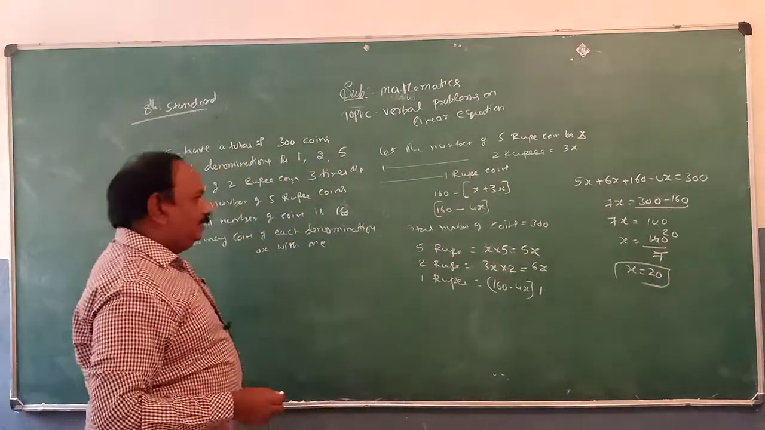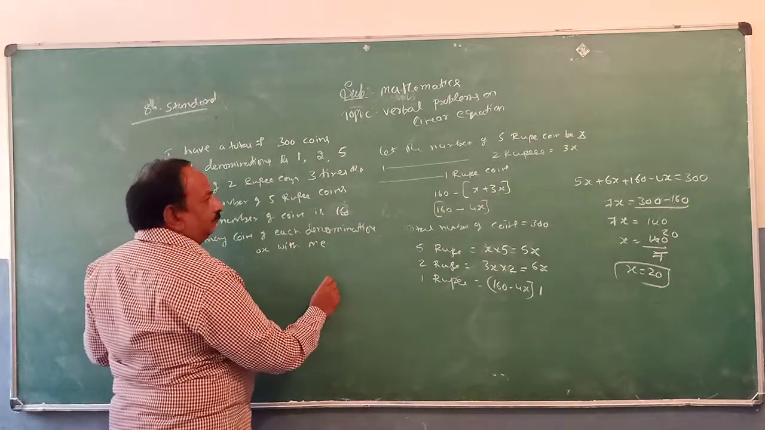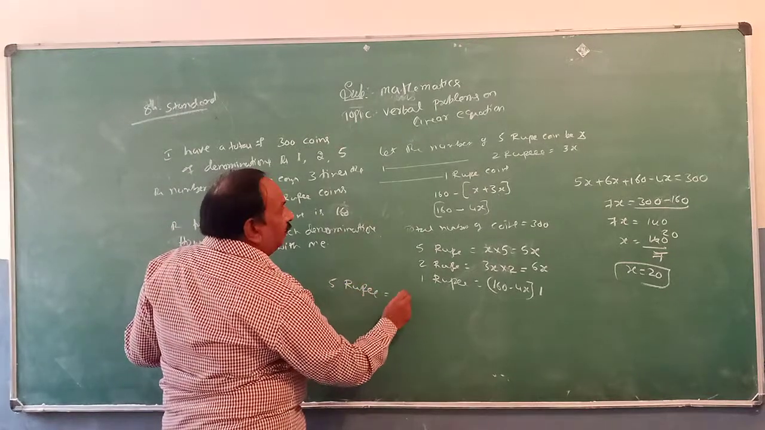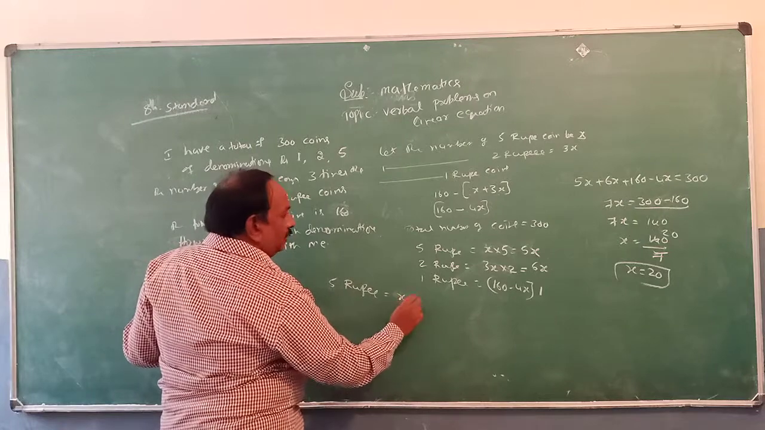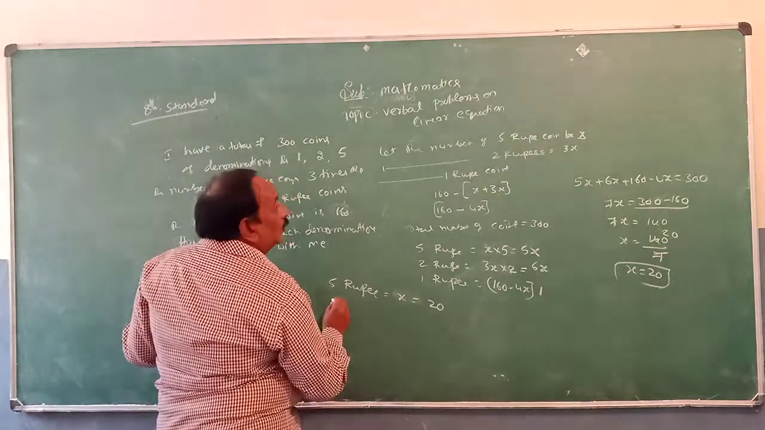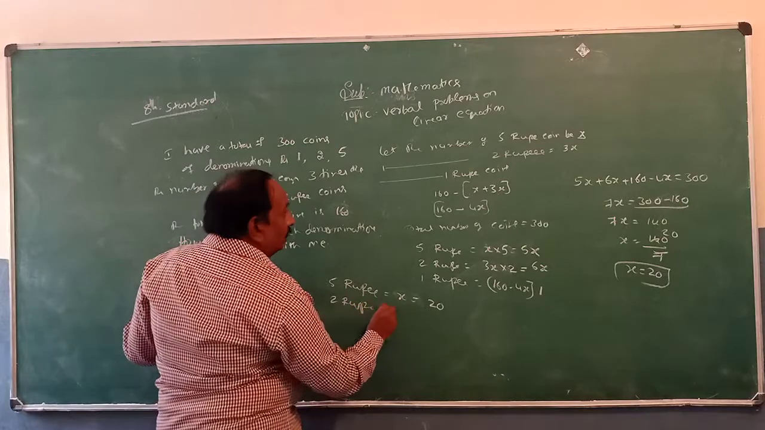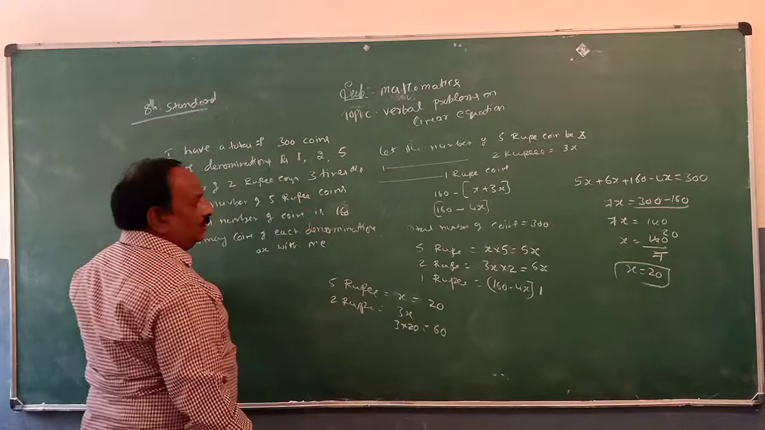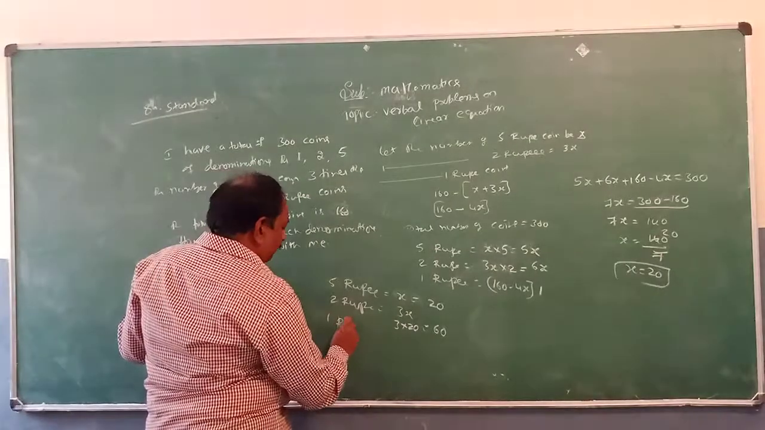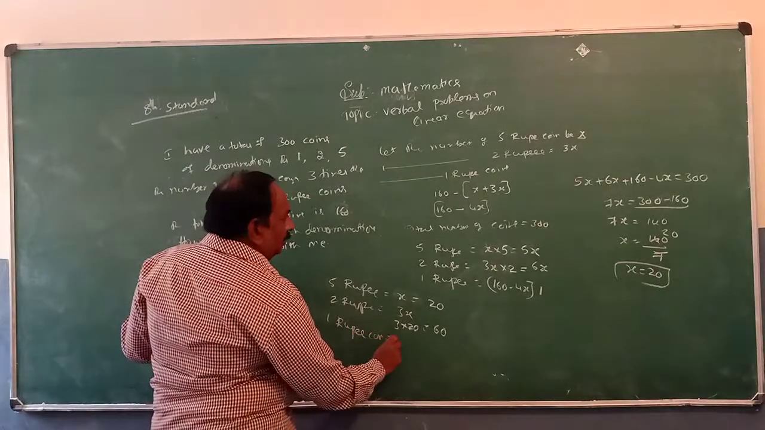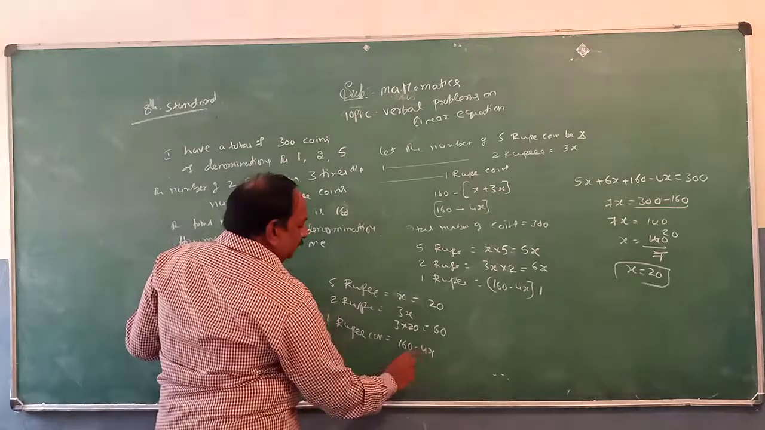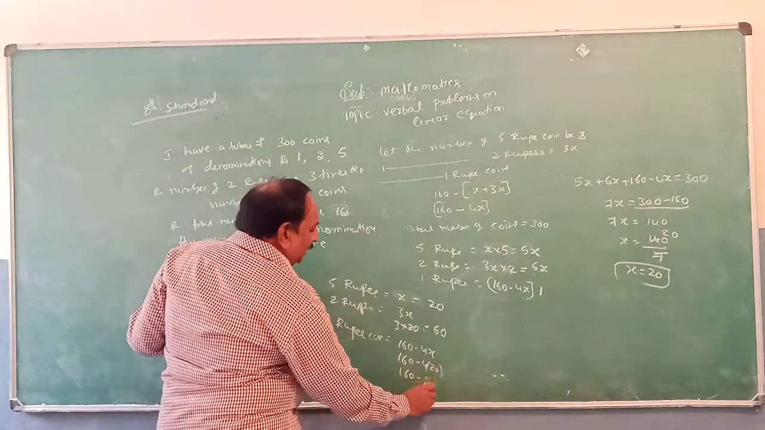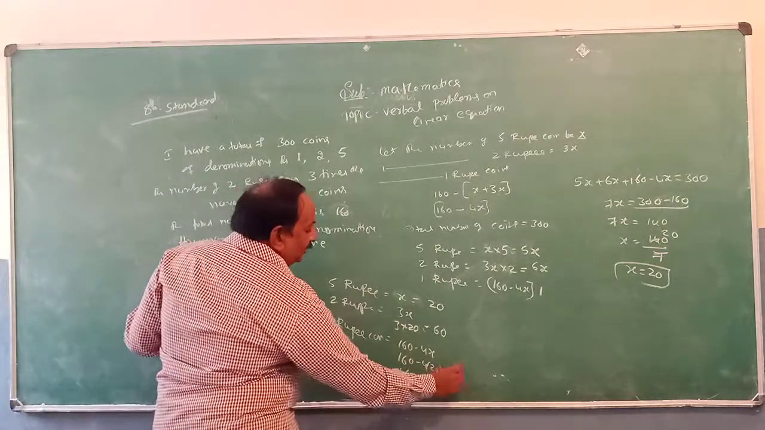5 rupee coin is 5x, x is 20. 2 rupee coin 3x, 3 into 20 is 60. 1 rupee coin 160 minus 4x, 160 minus 4 into 20, 160 minus 80, 80.